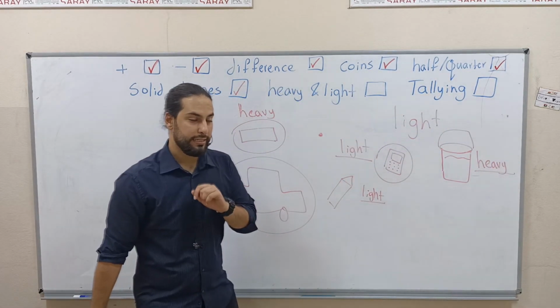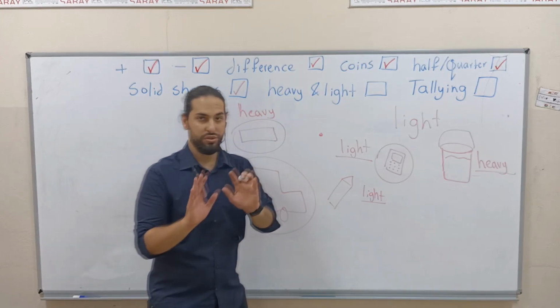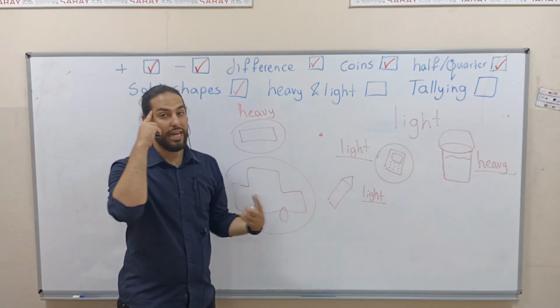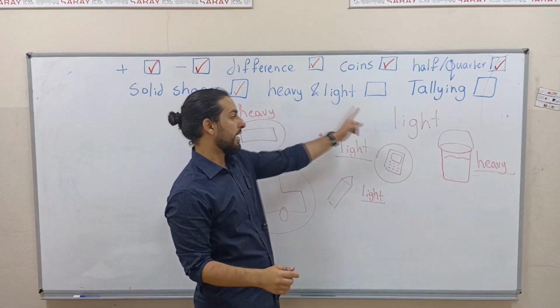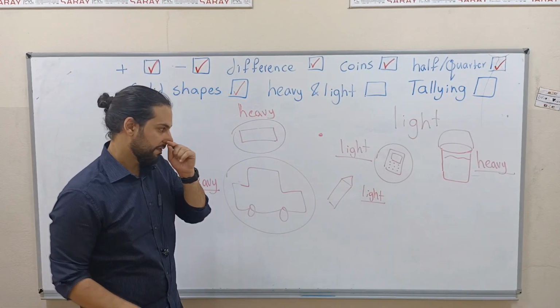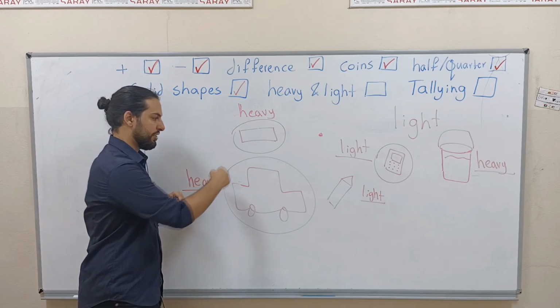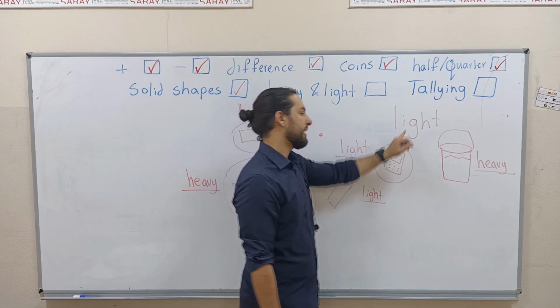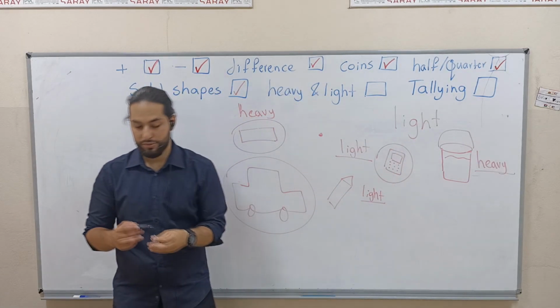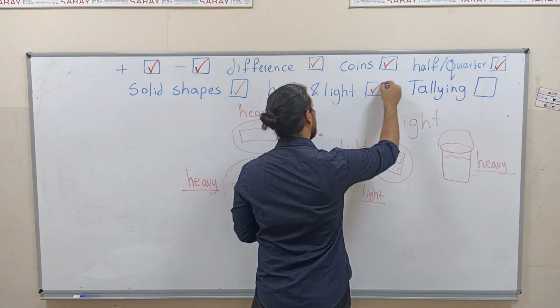Again, I don't think they have to memorize the spelling, so no need to memorize light and heavy. They don't have to memorize the words. They will be written down, and they can write them if writing is necessary, or they can circle. So if the question is heavy, circle heavy. If the question is light, circle light. So this is heavy and light.